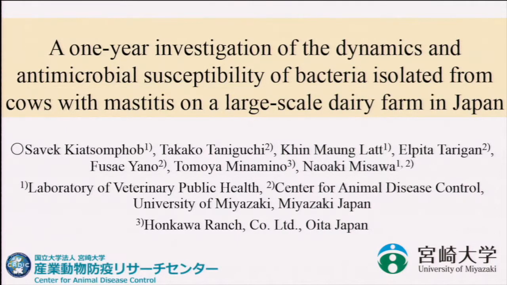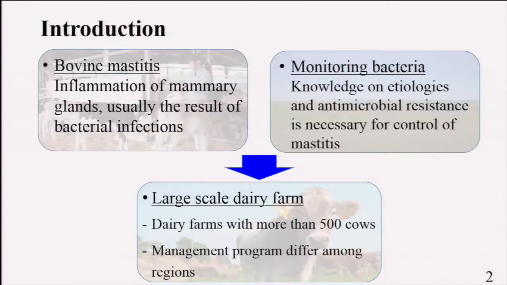So, good morning, everyone. Today, I would like to talk about my research, focused on the bacteria isolated from the cows with mastitis on a large-scale dairy farm. First of all, bovine mastitis is an inflammation of the mammary gland, usually as a result of bacterial infection. Mastitis is the most prevalent and costly disease in the dairy industry.